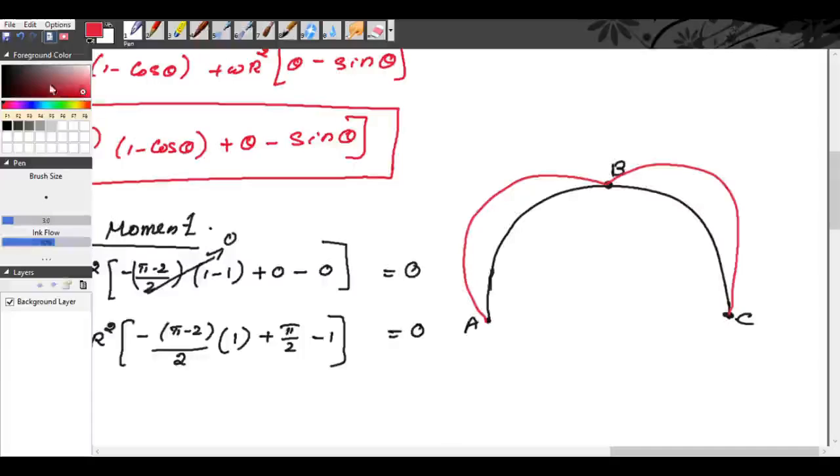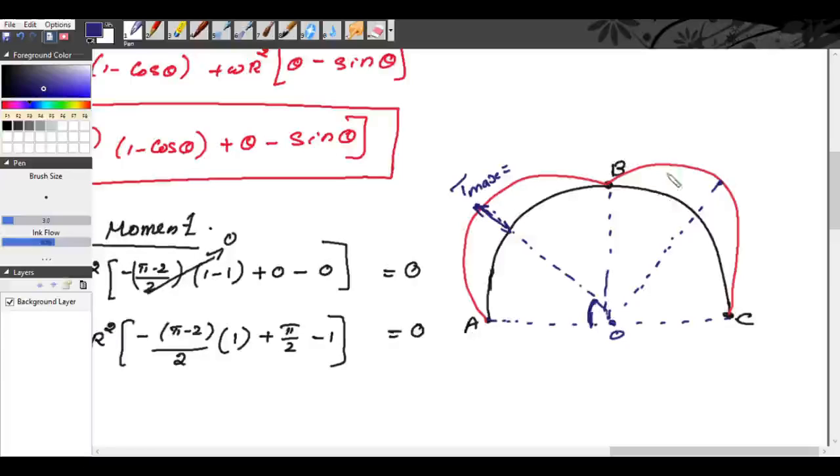Okay. So now we need to find, we will extend this. This is O. We need to find what is the maximum twisting moment. So we need to find what is this angle. So this is the maximum twisting moment. So you need to find what is T max and at what angle. There is no need of point of contraflexure because at B it is 0. We will see whether it is negative or positive.